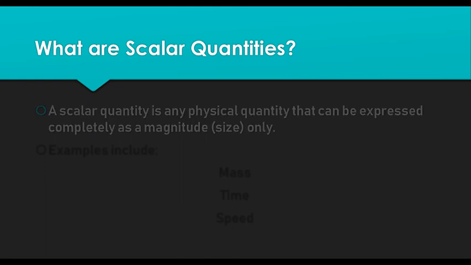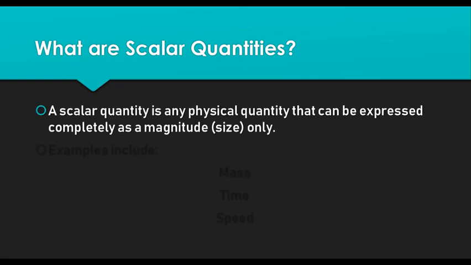A scalar quantity is any physical quantity that can be expressed completely as a magnitude or size only. What we're saying is that a scalar could be any quantity that once we associate a magnitude with it, we completely know what that quantity is all about. We actually have all the information required to understand what the quantity is referring to. And some examples of scalar quantities could include mass, time, and speed.